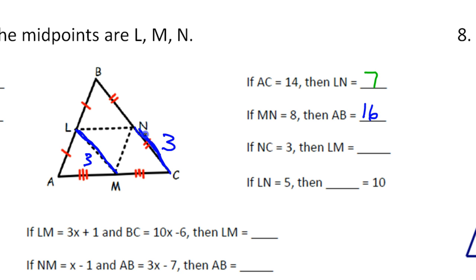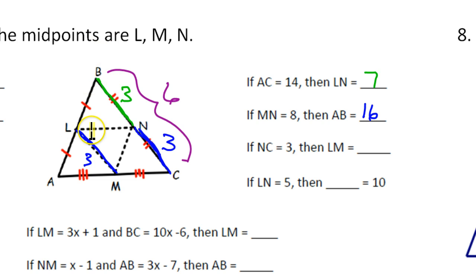I suppose you could look at it this way. These two segments are congruent, right? The NC and BN, since N is the midpoint. So if this is 3, then that means this is 3. So that means that this is going to be 6, and the mid-segment should be half of that. So if this is 6, then this is 3.